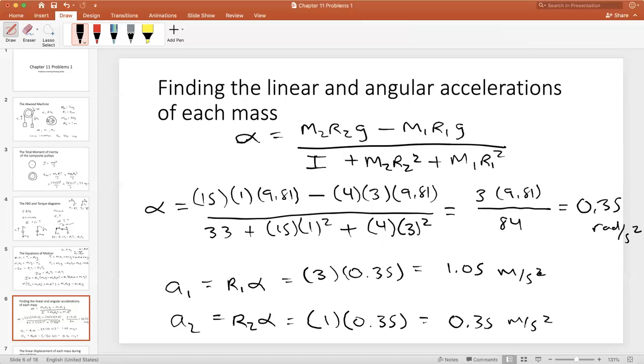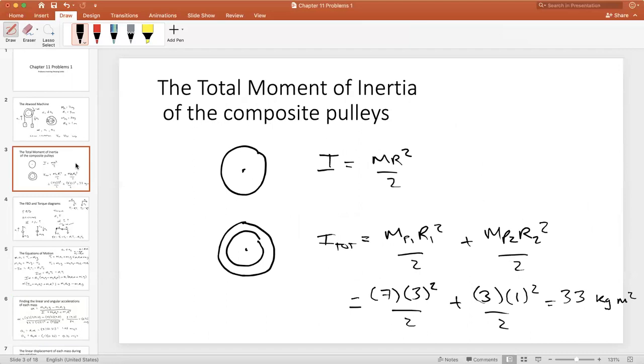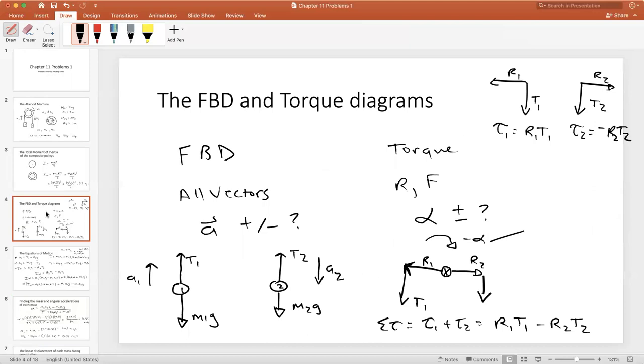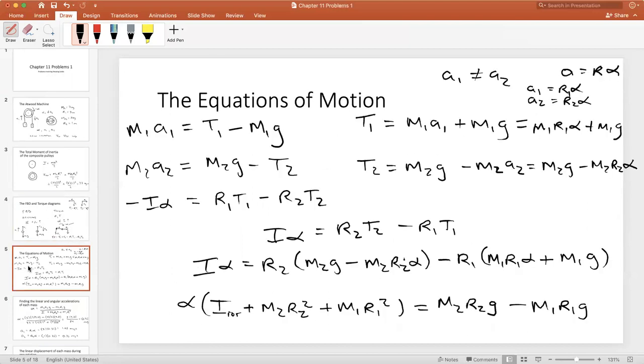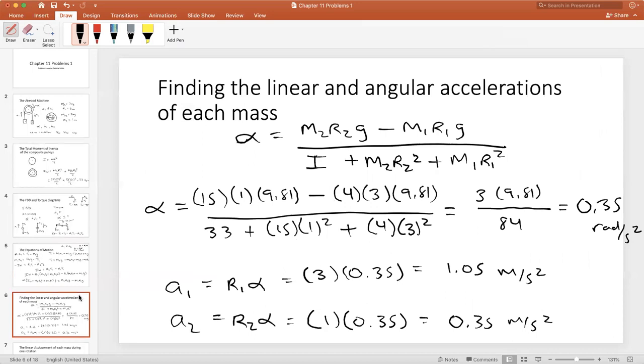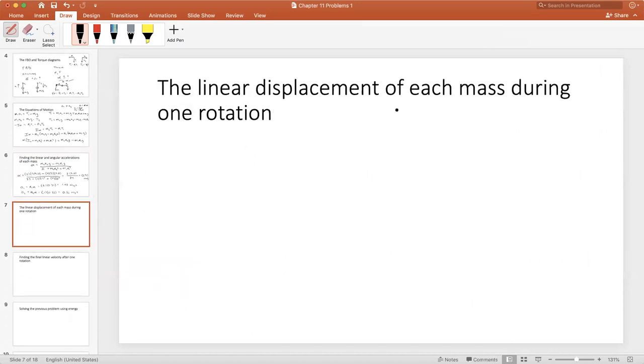It's not too tough. There's a lot of little things here. Remember that when you have several objects that are making up your system, the individual moments of inertia are added together to get the total moment of inertia. Remember that on your free body diagrams, always give A and always give alpha on your torque diagrams. And then on your equations of motion, remember that you have the rolling without slipping conditions. Sometimes we'll see also problems where it doesn't work, but I'll get to that later in some other video. And then it's just some tedious algebra. We get our answers. So let's remember what these are really fast. A1 and A2, I want to write those down. This was 1.05 meter per second squared, and this is 0.35 meter per second squared.